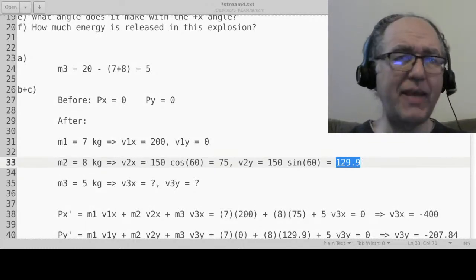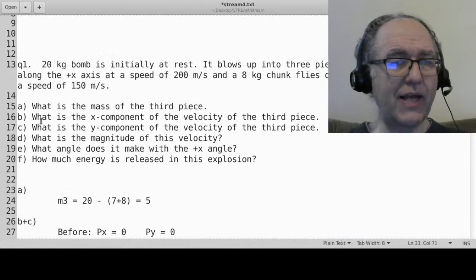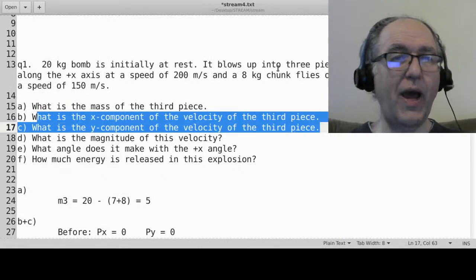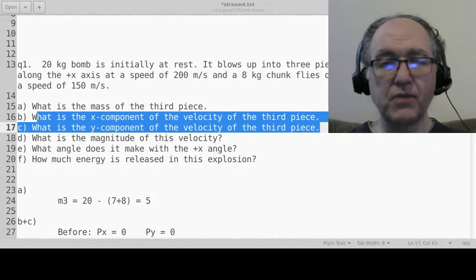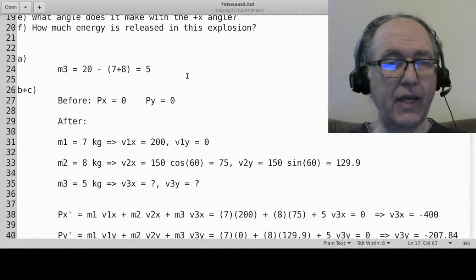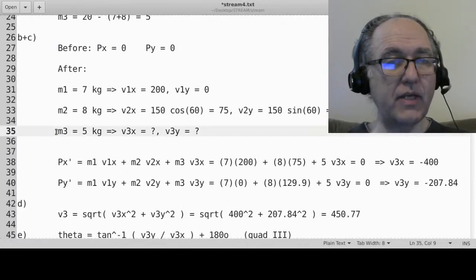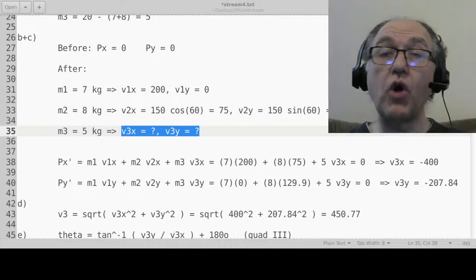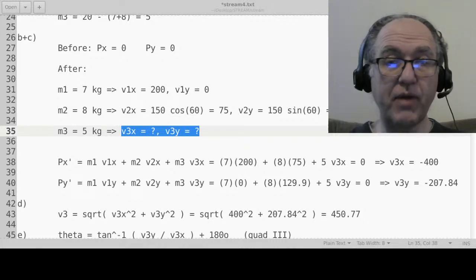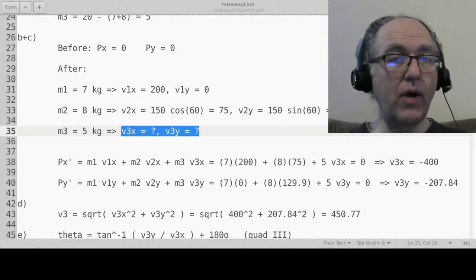And so I'm actually doing parts B and C together because I asked for the x component and then I asked for the y component. We might as well do both of them together, okay? And then what about V3x and V3y? Well, we don't know those. In fact, that's what we're asking for, V3x and V3y, okay?